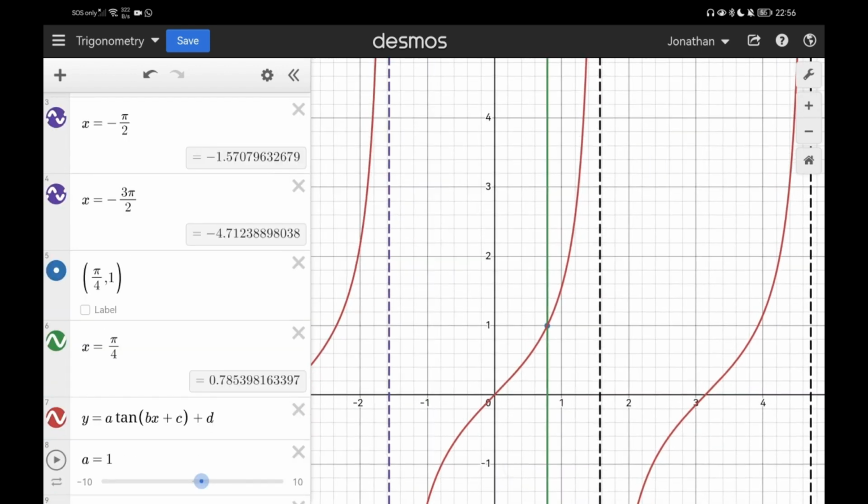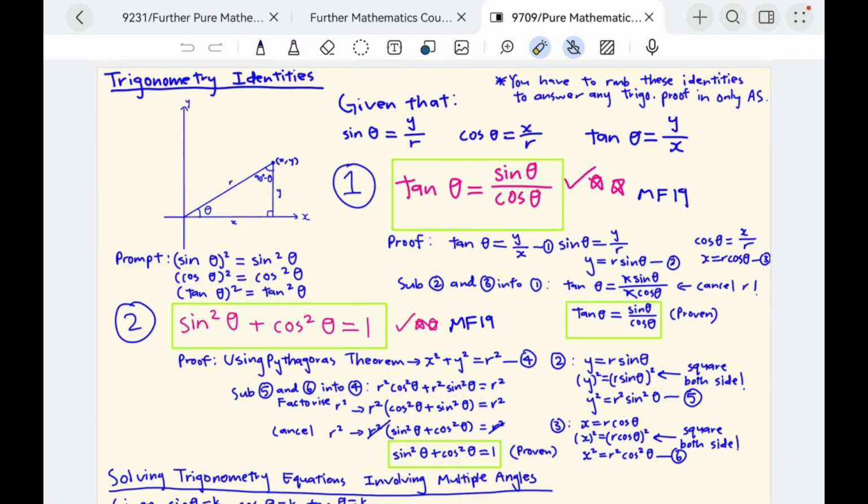Okay, it finally comes to the end of the visualization of the 3 trigonometric functions graphs. I mean the graphs of these 3 trigonometric functions. So let's get back to the lecture notes to proceed to the next subtopic. We are finally moving on to the next subtopic, which is the trigonometry identities.